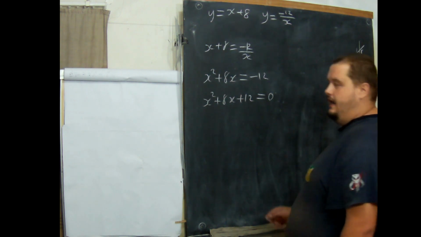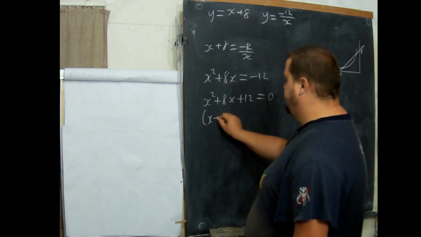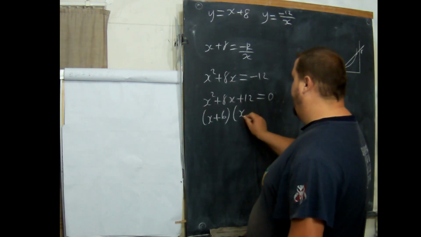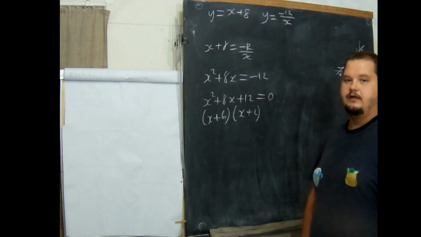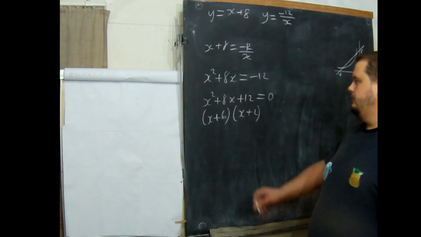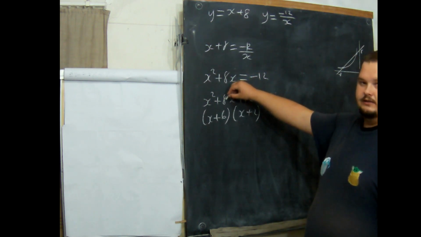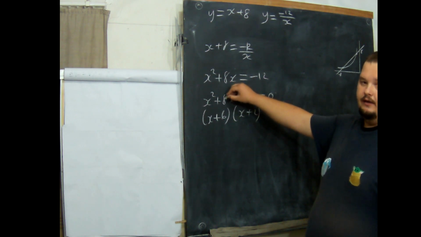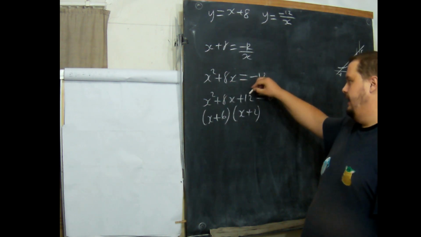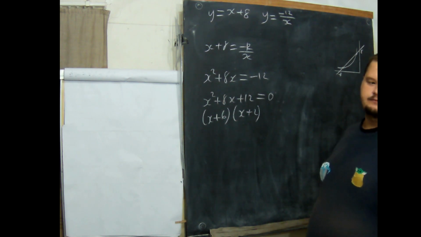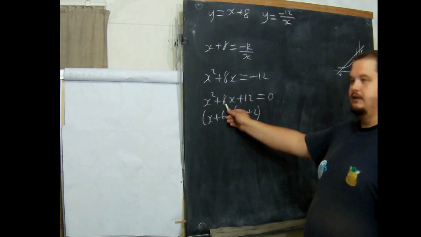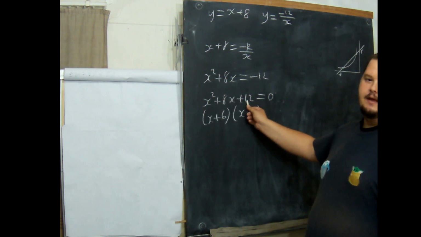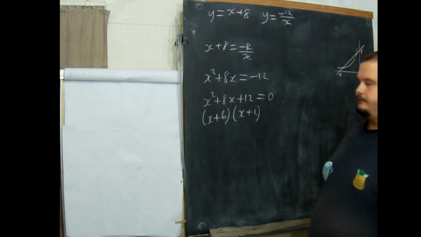Now we factorize: x plus 6, x plus 2. The reason I did that, and I will teach you a little trick on how to do these: what two numbers add together to give you 8, but multiply to give you 12? That's the trick. What adds to give you the middle number, but multiplies to give you the end number? So it's 6 and 2.